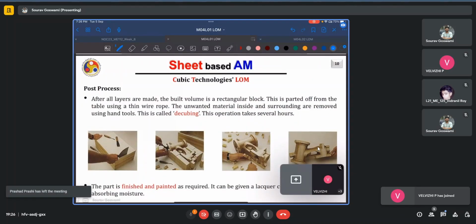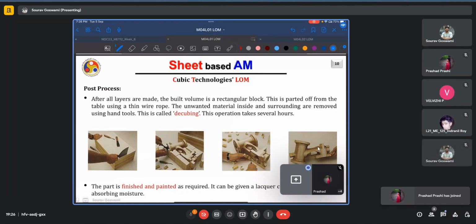As we were discussing, the post-processing step is actually the most time-consuming and also perhaps a very deciding step for these sheet additive manufacturing processes, especially LOM. Once all the layers are made, the build volume is a rectangular block, or I think it is better to say a cuboidal block. This is parted off from the table using a very thin wire rope, and the unwanted material inside, in case you have some interior contours and surroundings, is removed using hand tools. This process is called decubing and may take several hours.